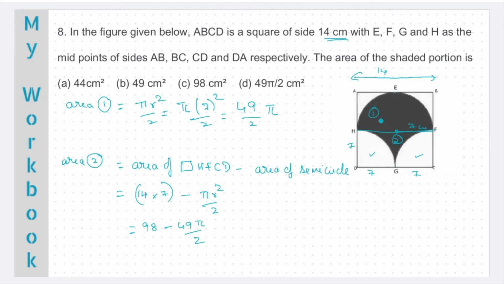For the area of the shaded portion, we need to add 1 and 2's area. So 49 pi by 2 plus 98 minus 49 pi by 2. Both will get cancelled and we will have only 98. So answer is option C, 98 centimeter square.